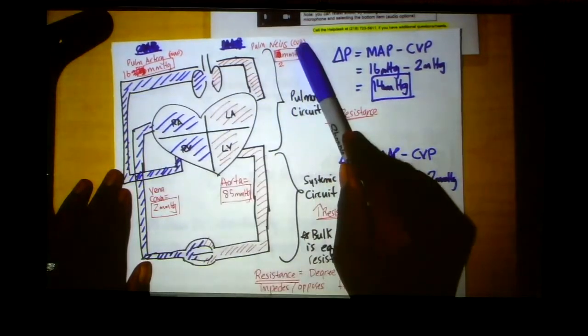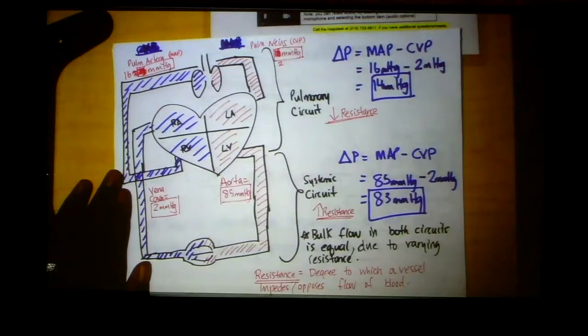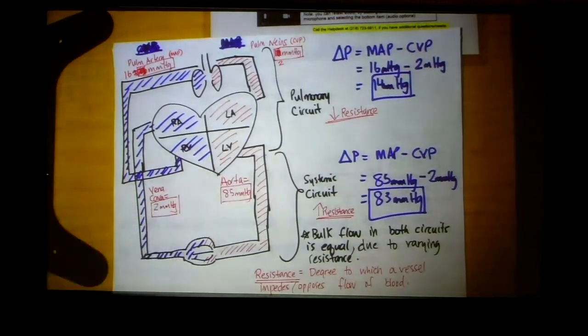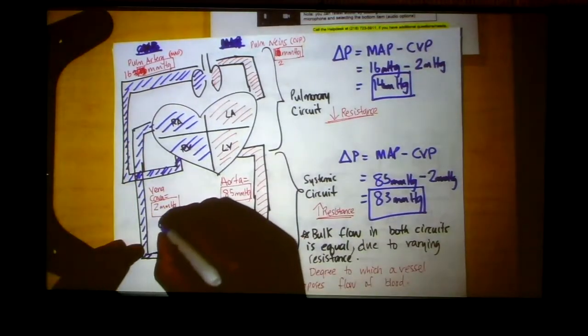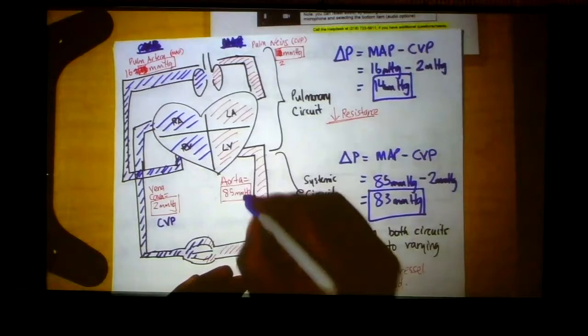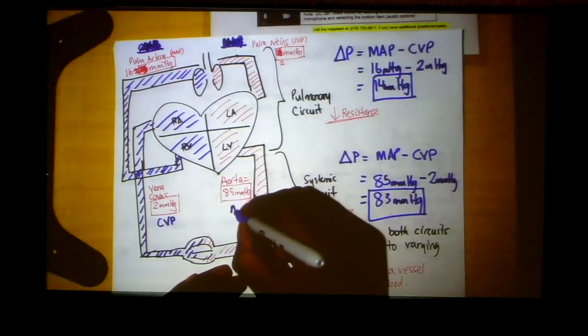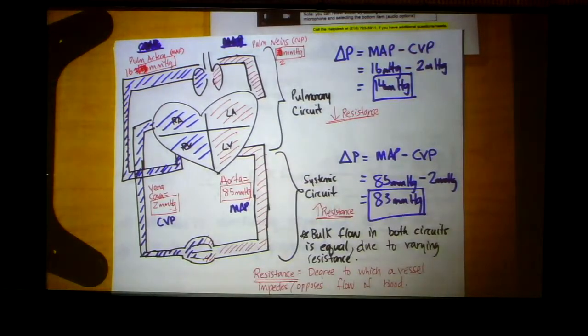That's how we get our gradient. And that's going to be found by the CVP, the central venous pressure. And then this will be your CVP. And this down here in the aorta will be your mean arterial pressure. So just make sure that that is labeled correctly.